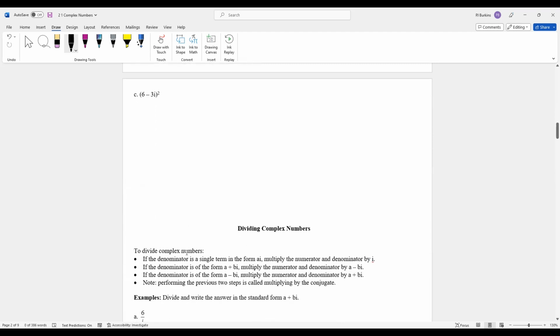All right, here's another example. We have 6 minus 3i all squared. We all know how to do FOIL. It's 6 minus 3i times 6 minus 3i. I'm going to once again use that shortcut. Remember that a plus b, or a minus b squared, is a squared plus or minus 2ab plus b squared. So the first term squared is going to be 36. Then keep the sign. Then 6 times 3 is 18 times 2, which is going to give me 36i.